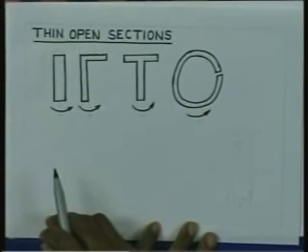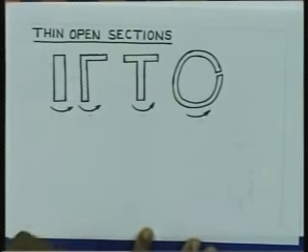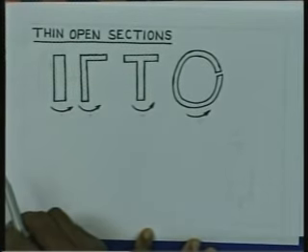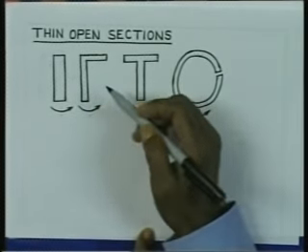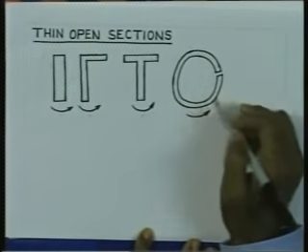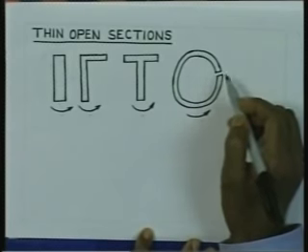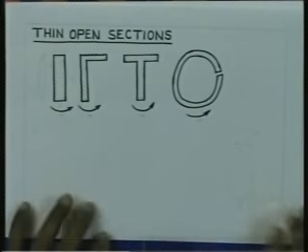Now, after considering closed sections, let us look into thin open sections. What do you mean by this? You have sections like this, very slender rectangular sections like this, or you can have sections of the L shape, or a T section, or a circular section, but it is not closed. So, these are examples of open sections.